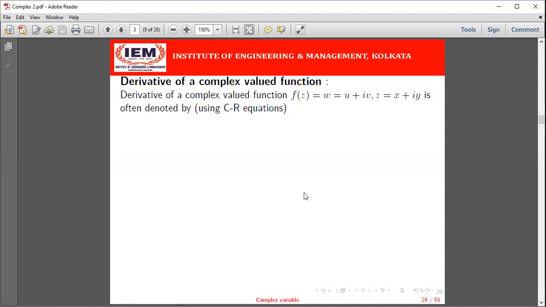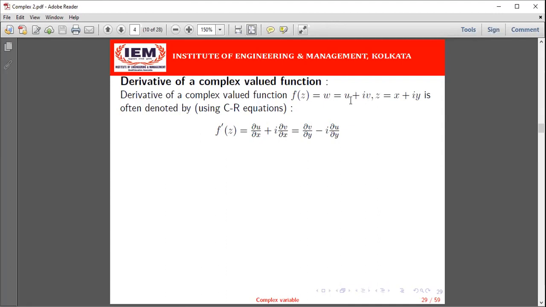Derivative of a complex valued function. You know that we can identify the derivative of f(z) by the limit as del z tends to 0 of f(z plus del z) minus f(z) by del z. This is the definition. So by virtue of the partial derivatives, we can identify the derivative of a function. If f(z) is an analytic function, then obviously it will be differentiable, and the partial derivatives will satisfy the Cauchy-Riemann equations. So the derivative of a function f(z) is denoted as f dash z, and with respect to the partial derivatives, we can write this in the form del u del x plus i del v del x.